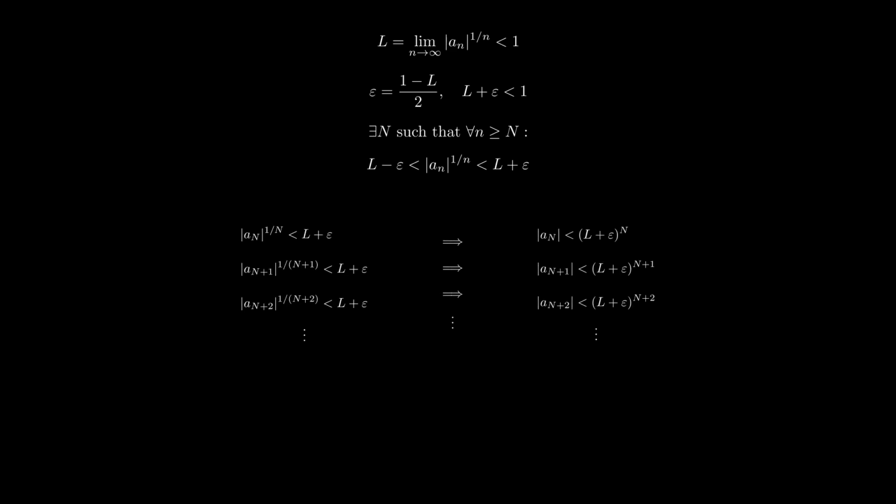So the absolute value of a sub big N raised to the 1 over big N is less than L plus epsilon, and the absolute value of a sub big N plus 1 raised to the 1 over big N plus 1 is less than L plus epsilon, and so on for all the subsequent terms. Everything here is non-negative, so we can undo the radicals. Just take the first inequality and raise both sides to the big Nth power, take the second inequality and raise both sides to the big N plus first power, and so on.